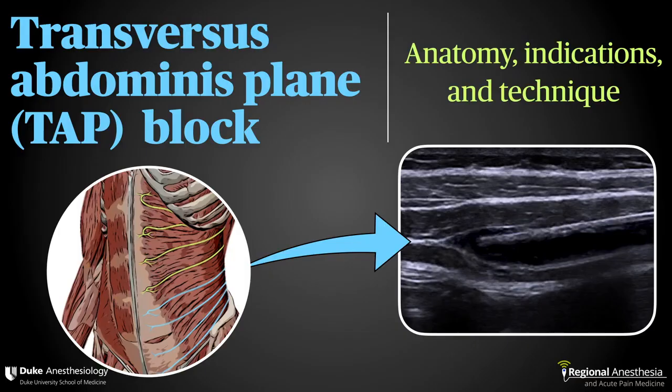The transversus abdominis plane block is a useful technique to provide analgesia for procedures on the lower abdomen. In this video, we'll describe the anatomy, sonoanatomy, and some tips and tricks to ensure your patients get the most out of your TAP blocks.